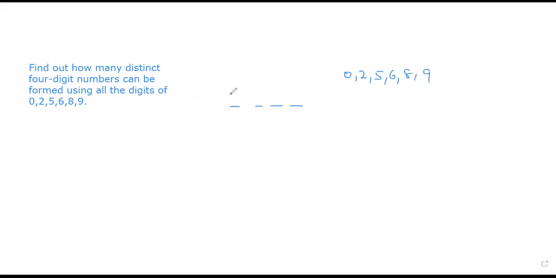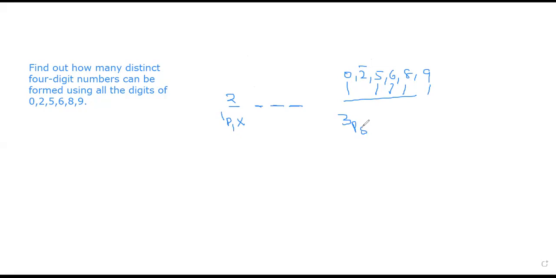First, if you start with the 2 here, it is one position. In this one blank, you need to fill one number, so you will write 1P1. And what are the remaining positions? 3. In the 3 positions, what do you have to fill? 0, 5, 6, 8, 9. How many are there like that? 5 are there.